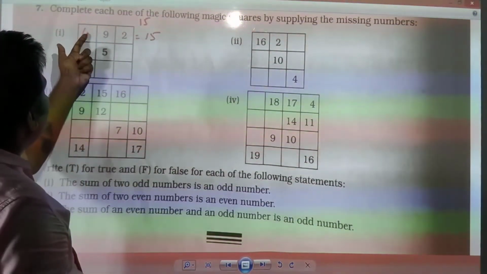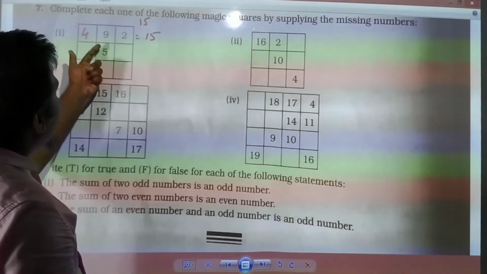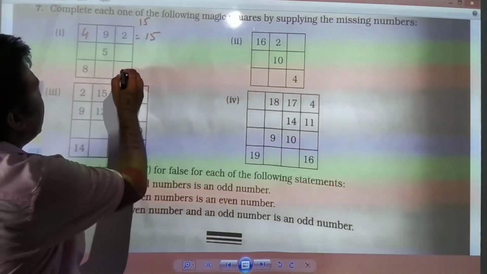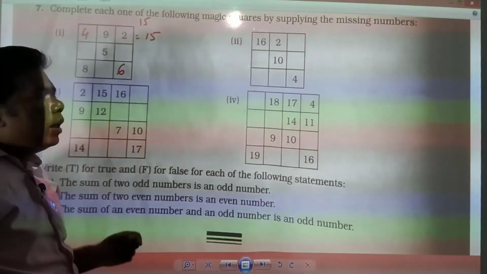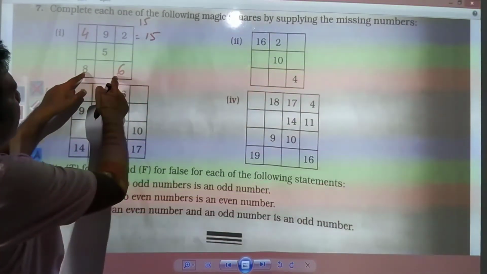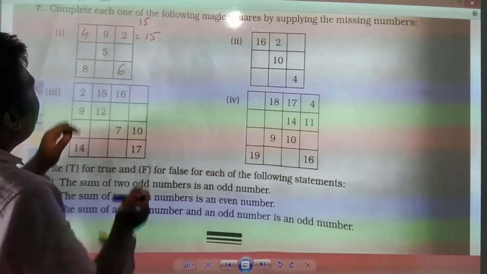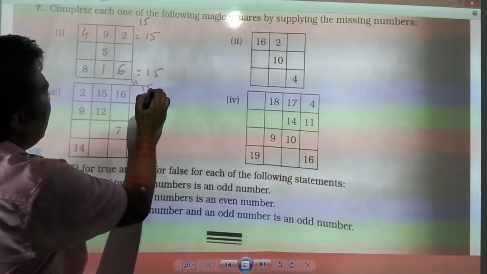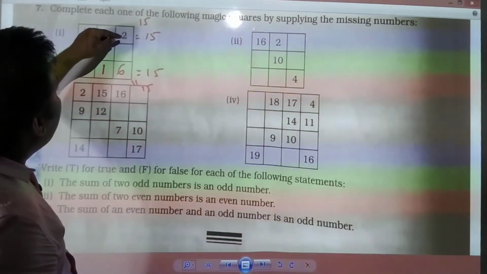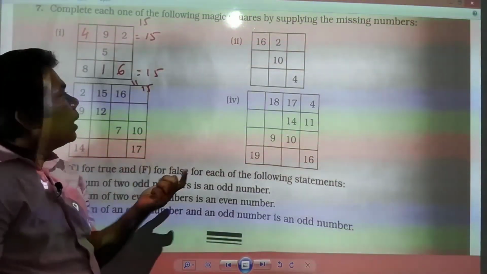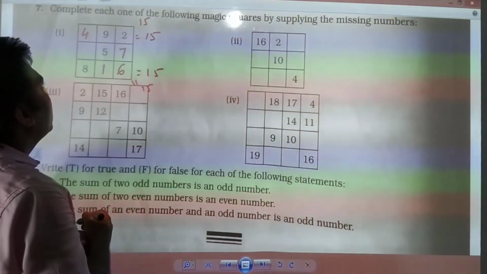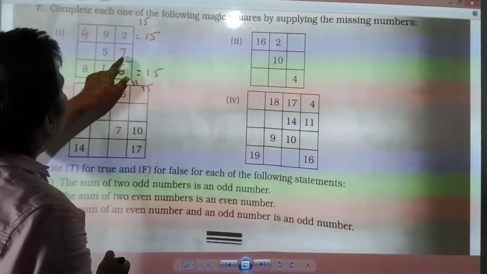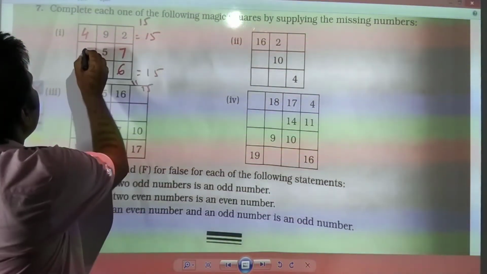Now here you see 4 and 5 is 9. In 9 what should we add so that we get 15? 6 should be added. Now 8 and 6 you have, 8 and 6 is 14. 14 plus 1 is equal to 15. Now 6 and 2 is 8. 8 plus 7 is equal to 15. Now 5 and 7 is 12. 12 and 3 is 15.